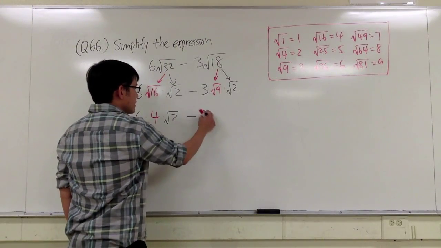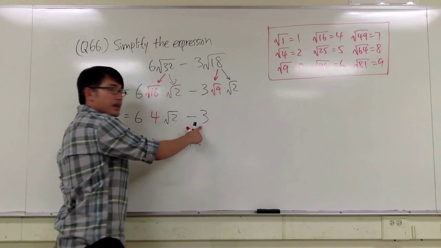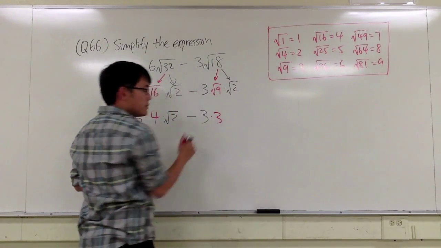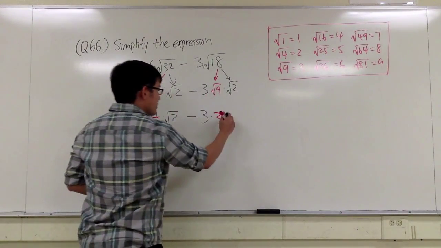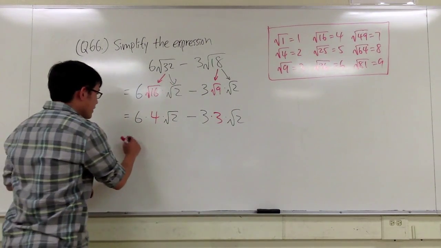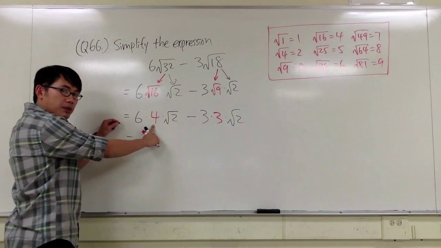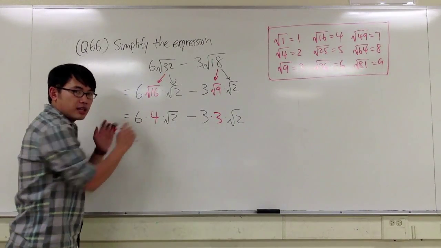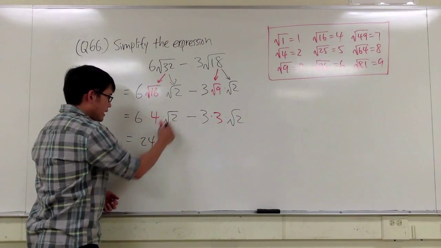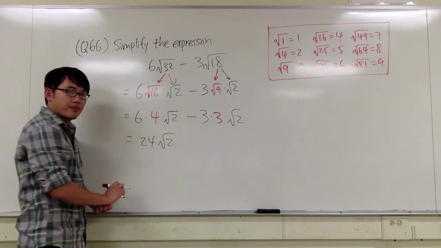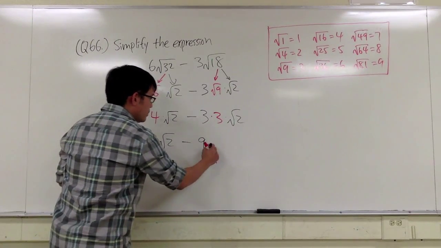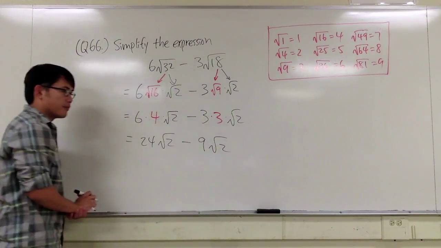We have minus the 3 right here. Square root of 9 is equal to a regular 3 as well. So you multiply by 3. And you multiply with square root of 2. Well, what do we have? The 6 and the 4 can be multiplied because they are both outside. They are just regular numbers. 6 times 4, of course, that's 24. And we maintain the square root of 2. Minus 3 times 3, that will give you 9, and then we maintain the square root of 2.